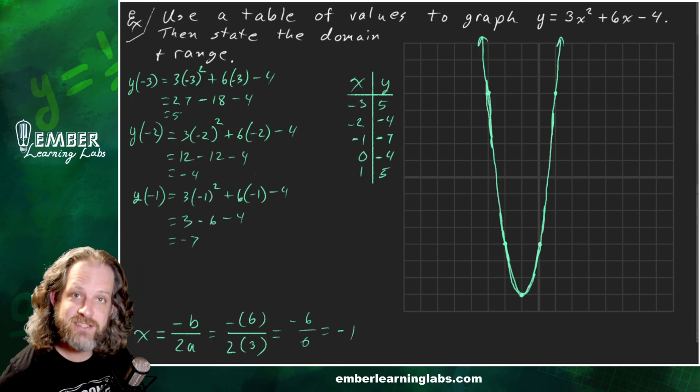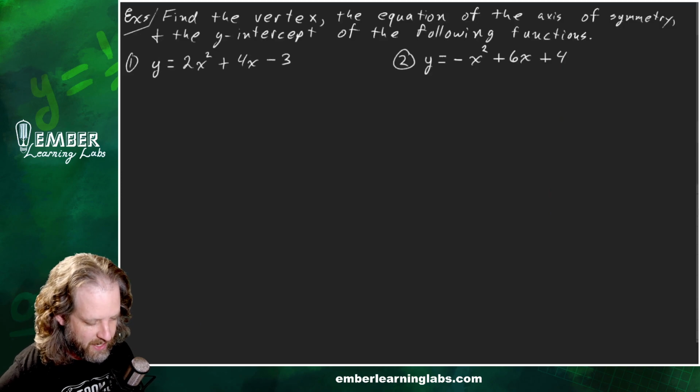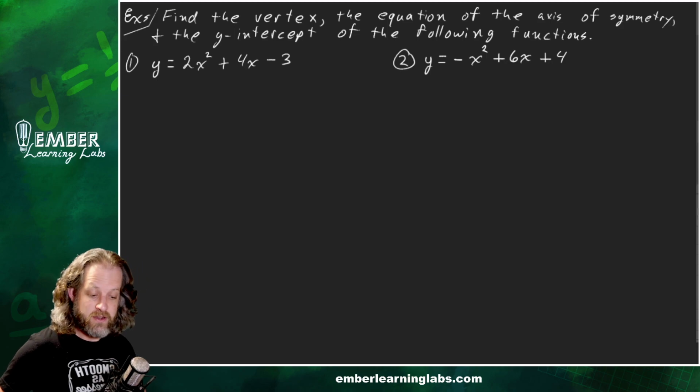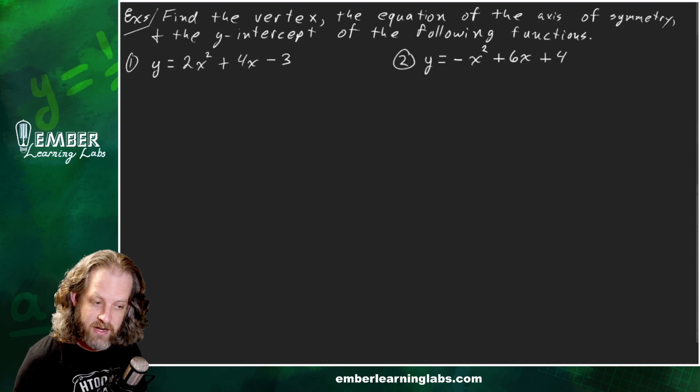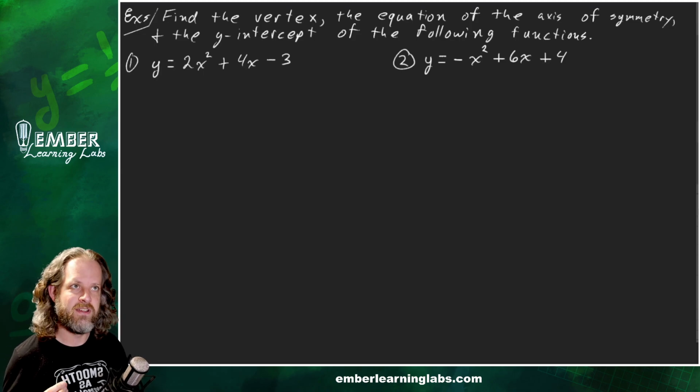All right, so let's look at something else. We want to find the vertex, the equation of the axis of symmetry, and the y-intercept of the following functions. Now you notice there's no graph here. And this is very important. I cannot stress this enough.